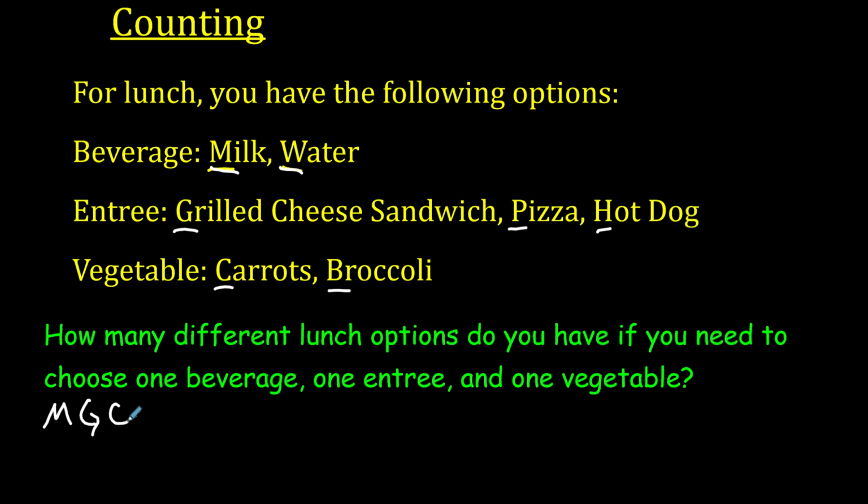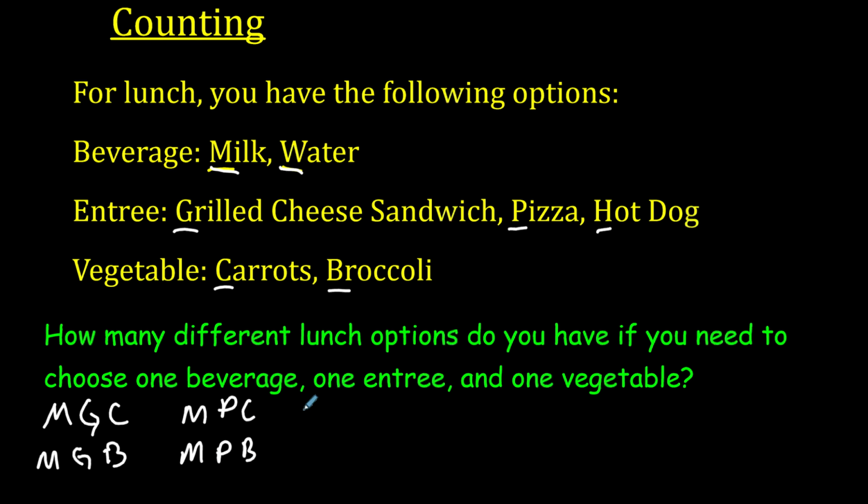Then I always kind of like to do this in an organized fashion. So I'm going to do milk, grilled cheese, and then broccoli. Rather than trying to list them out and just kind of randomly list them, we're going to do this in kind of an organized fashion. So we did milk, grilled cheese, carrots, milk, grilled cheese, broccoli. And so now we're going to do milk, pizza, and then our vegetable would be carrots. And then milk, pizza, broccoli.